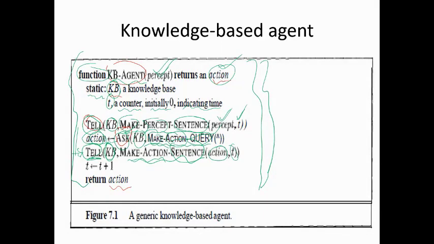In the next step, at the next time, the process will be repeated as time plus one. So now we are increasing the time, t to t plus one, and then it will be repeated again and again this way. Finally, we will get a result as an action, that's all. So this is not a very difficult algorithm to implement a knowledge-based agent. This is a simplified one.